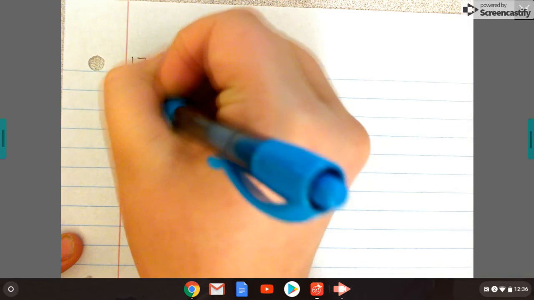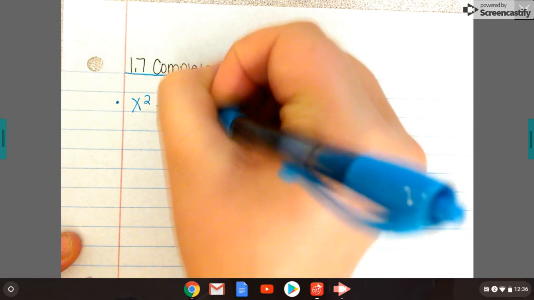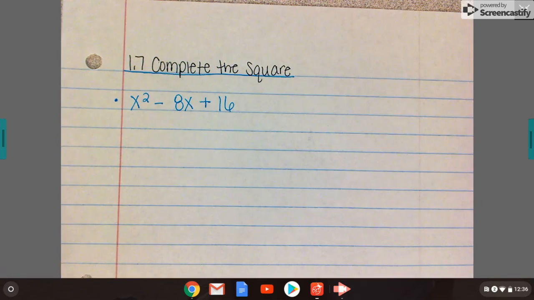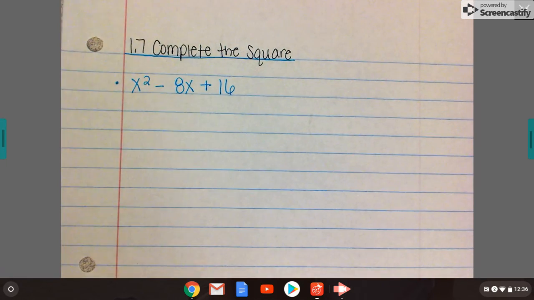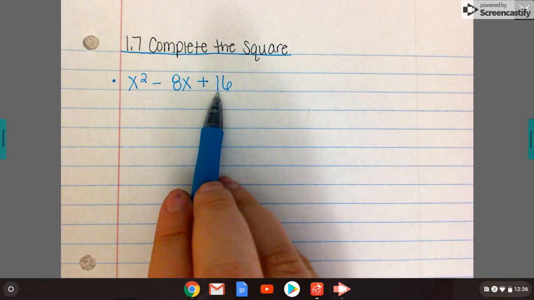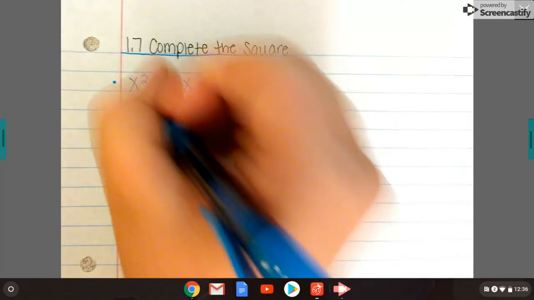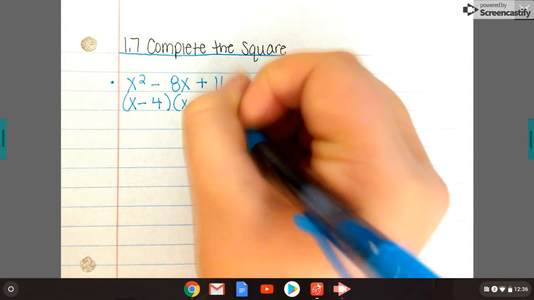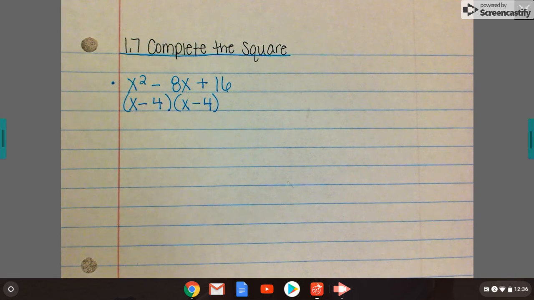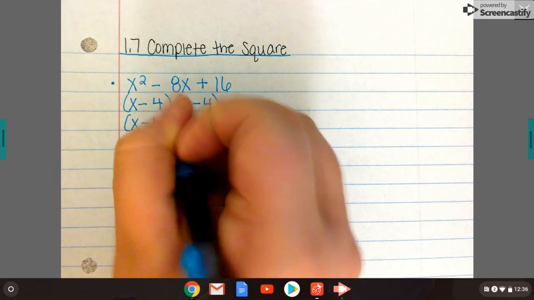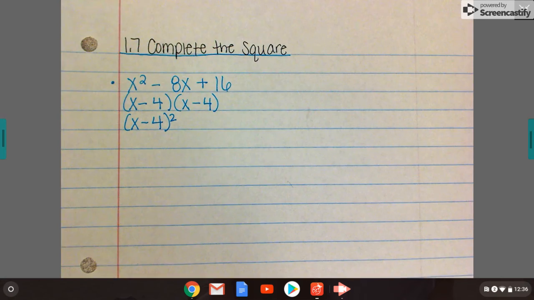First, I want to set us up with an example that'll show us why it's important to be able to complete the square. Let's say I had a situation like this and I was looking to factor it. This one, we're looking for factors of 16 that add to -8. I would need to use -4 and -4. So I would have factored to have x minus 4, which anything times itself is something squared. So this could be rewritten as quantity x minus 4 squared.